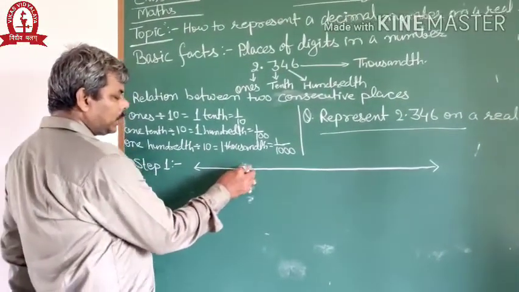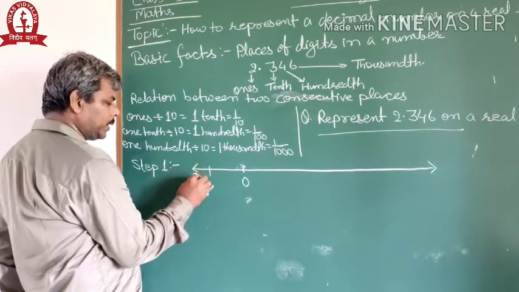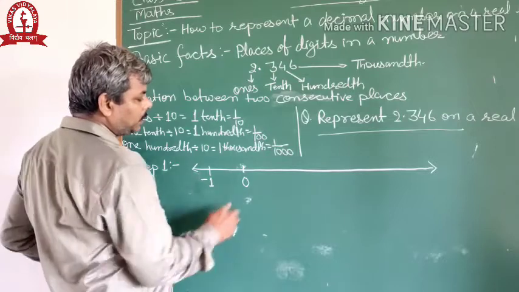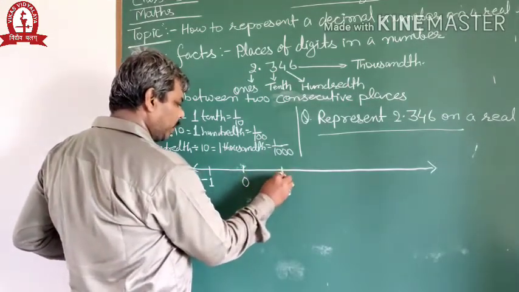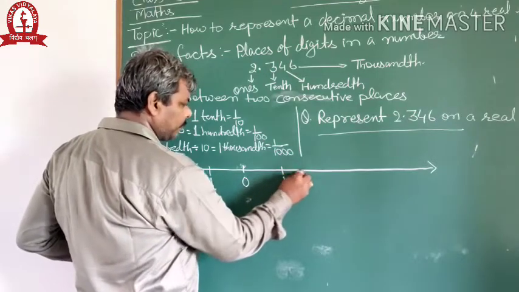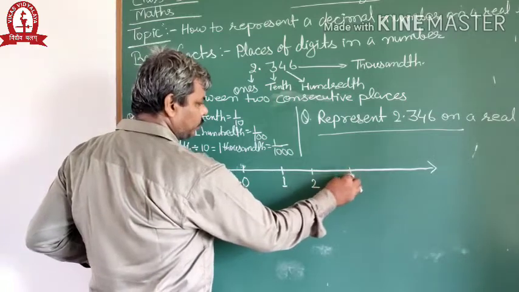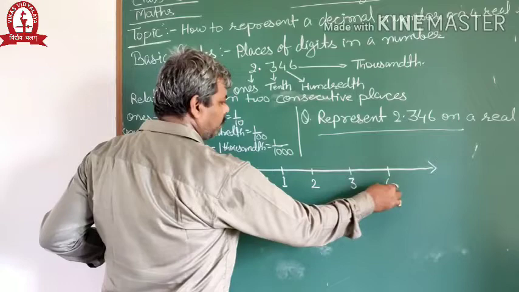Negative numbers lie to the left of 0. This is -1. And positive numbers lie to the right of 0. This is 1, 2, 3, 4, and so on.